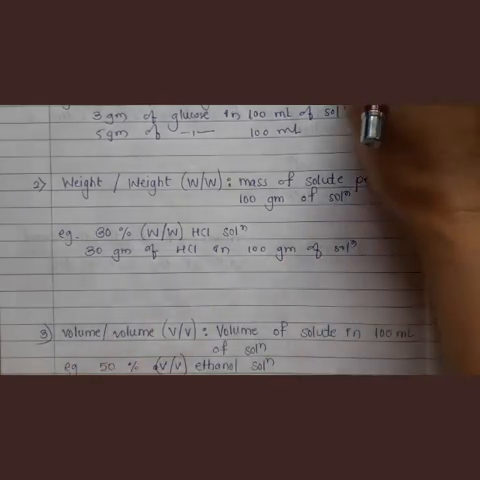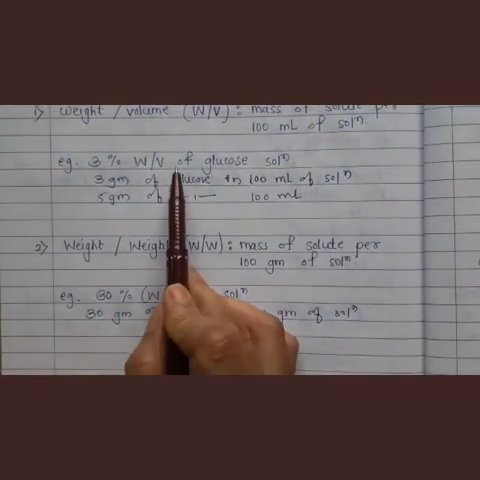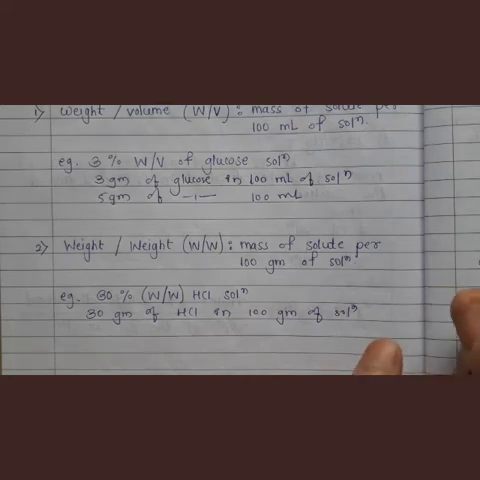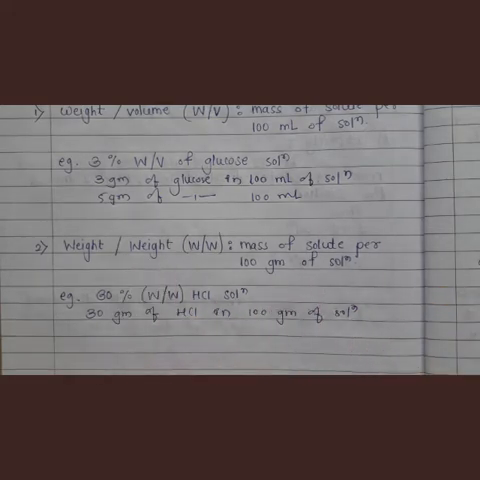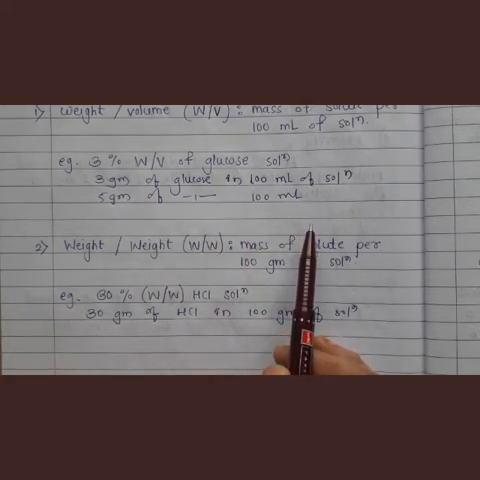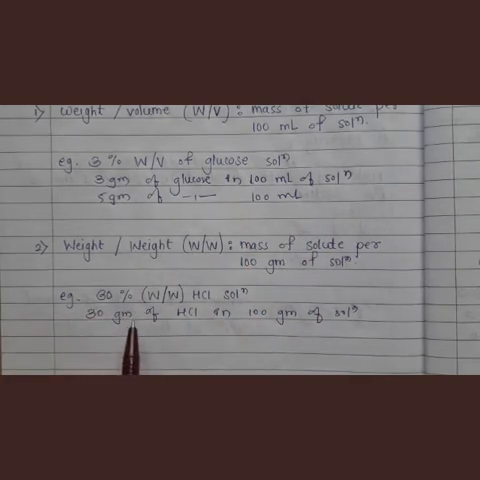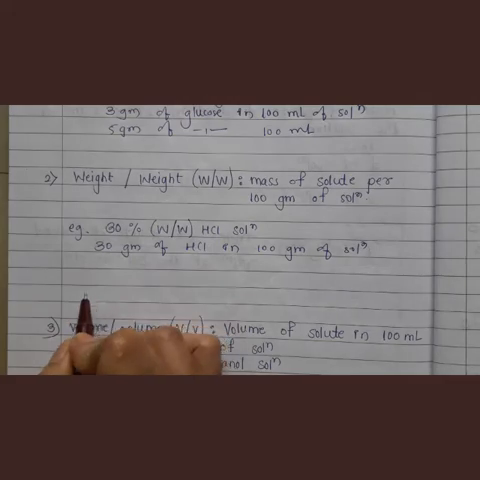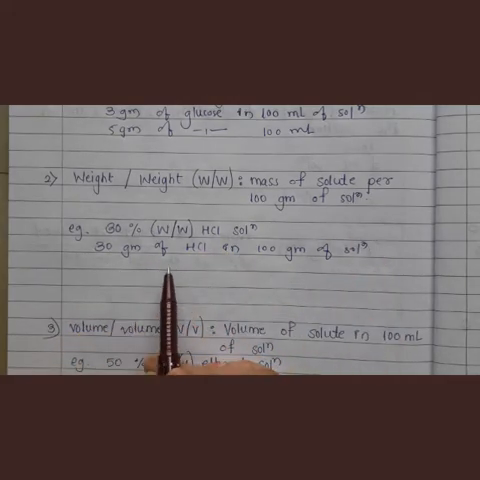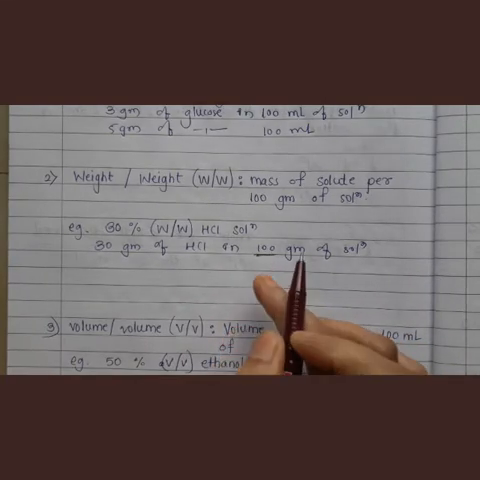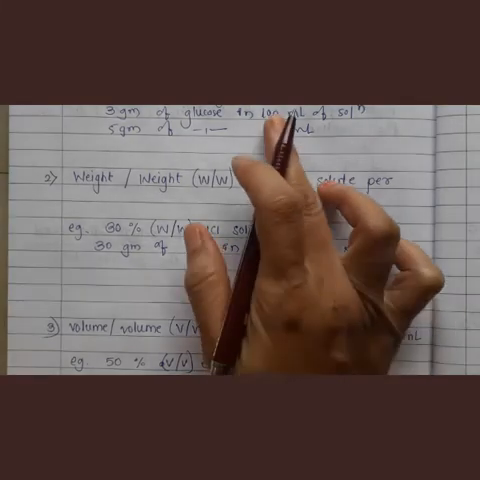In the last case it was weight by volume. So the volume of solution is taken in ml, liter, milliliter, and weight is taken generally in grams, kilograms, milligrams. So weight by weight means gram to gram, and W by V means gram to ml. So 30% means 30 grams of HCl in 100 gram of solution. If we have 50% HCl, it means 50 gram of HCl in 100 gram of solution. The quantity and unit of solution will remain the same: 100 gram, 100 gram. Here 100 ml, 100 ml.